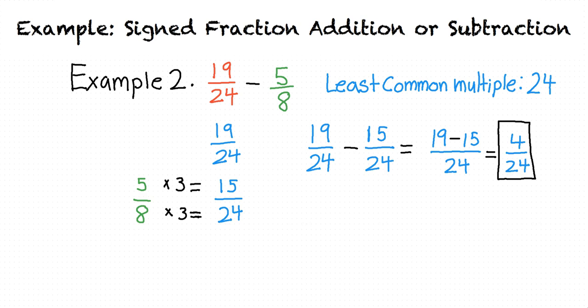The fraction 4/24 is not in its most simple form, so we must now simplify our answer. To simplify this fraction, we must find a number that both 4 and 24 can be divided by. 4 and 24 can both be divided by 4 to get whole numbers. 4 divided by 4 is 1. 24 divided by 4 is 6. So the simplest form of the fraction 4/24 is 1/6.